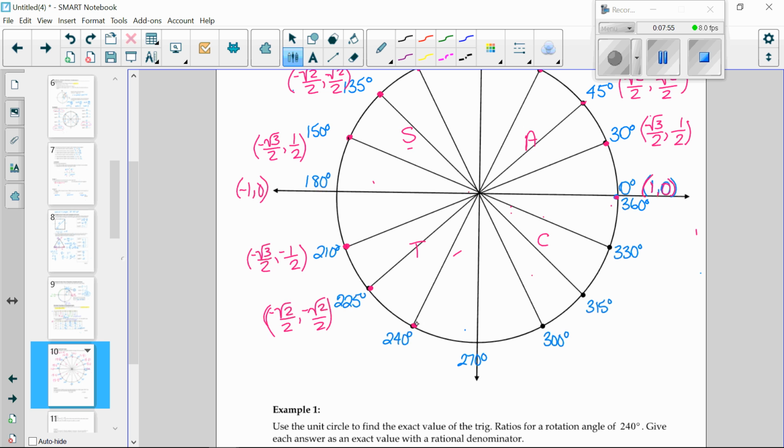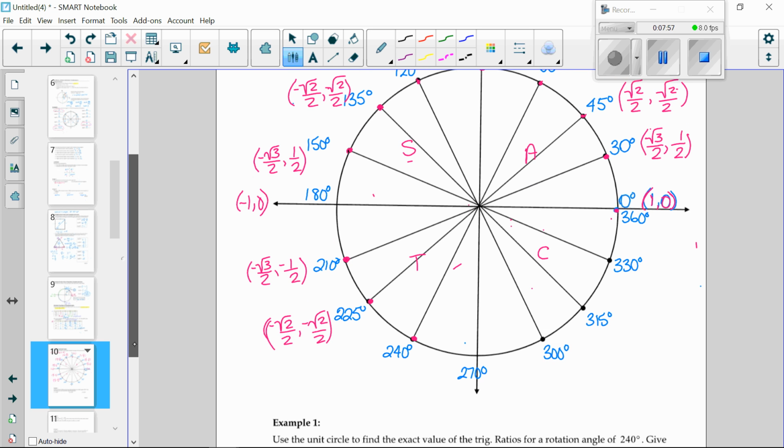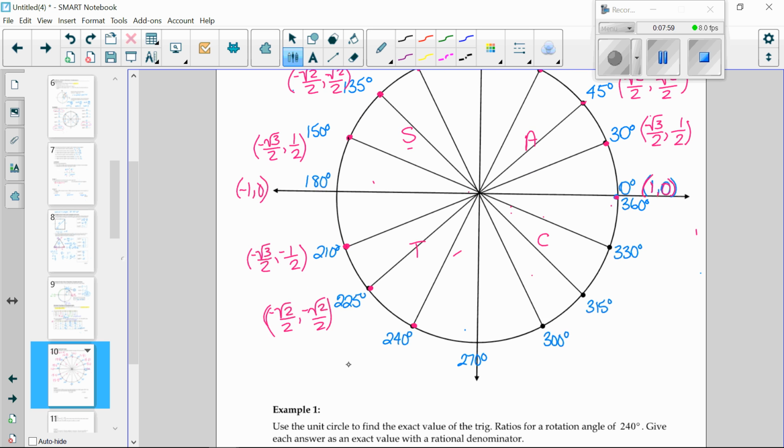240 is a reflection of 120 degrees. So that is going to be negative 1 over 2 and negative root 3 over 2. 270 is a reflection of 90 degrees. Its coordinate is going to be 0 and negative 1.